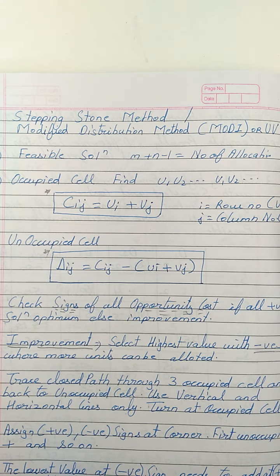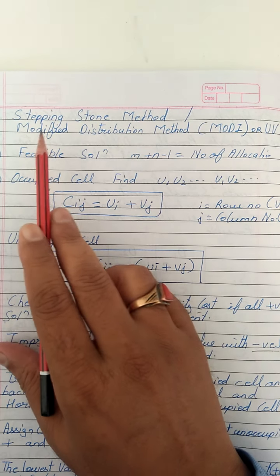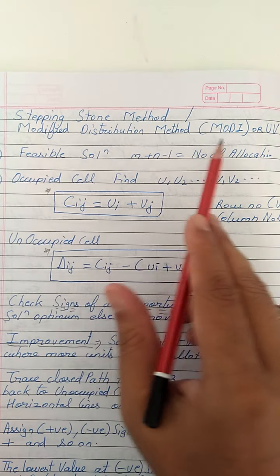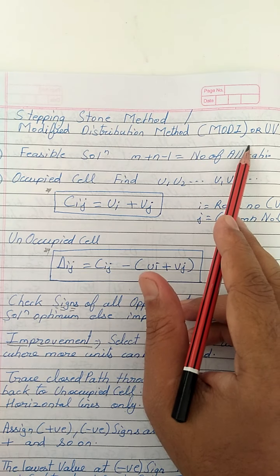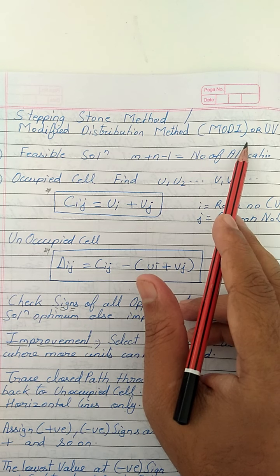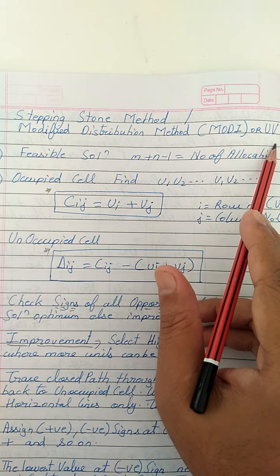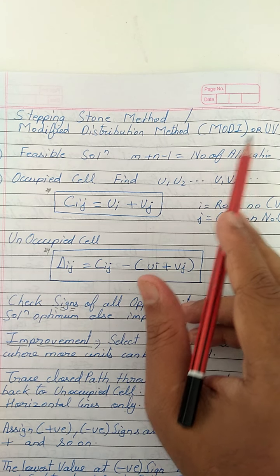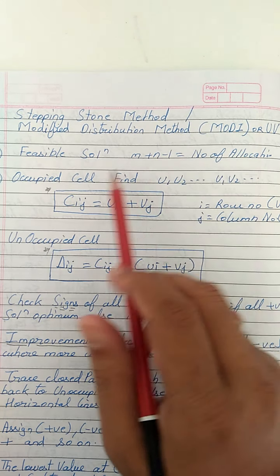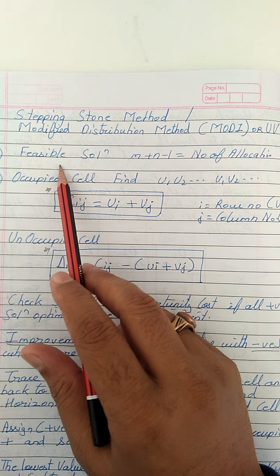Now after finding the initial feasible solution by using any one of these three methods, we need to find the optimal solution. To find the optimal solution, we know the method used is called the stepping stone method or modified distribution method, which is also called the MODI method. In short, some call it the UV method also, because we use U and V for calculating.